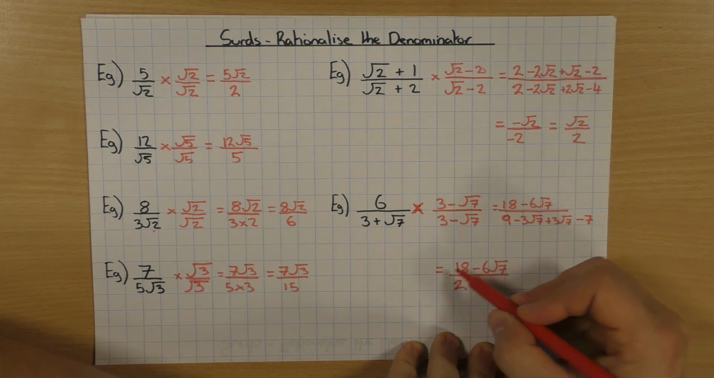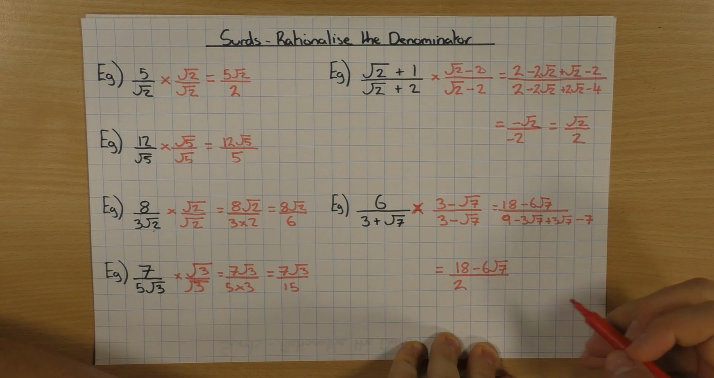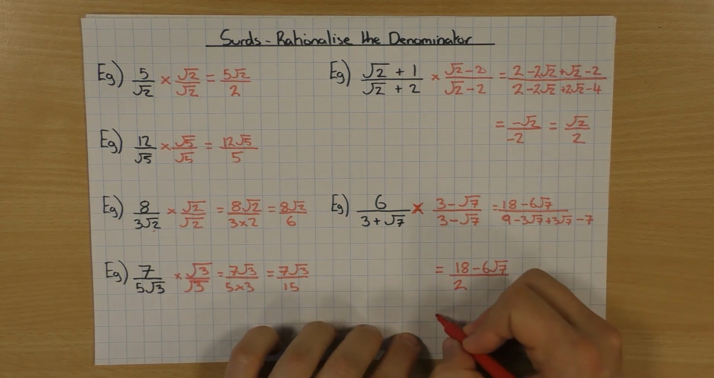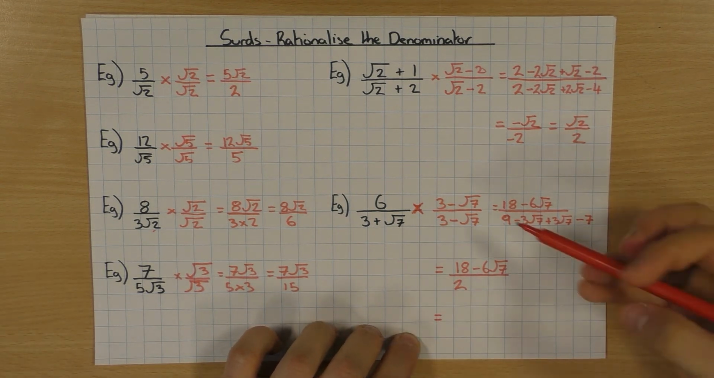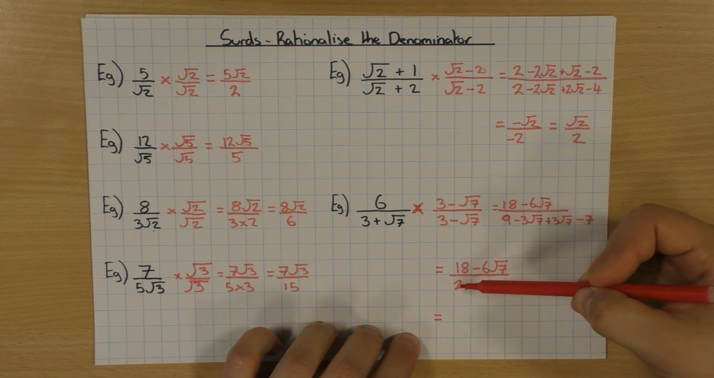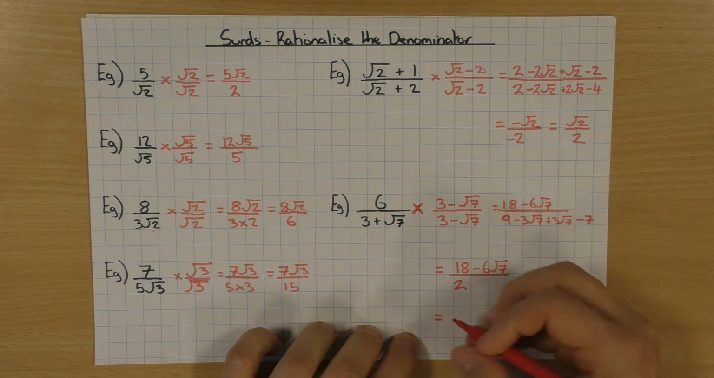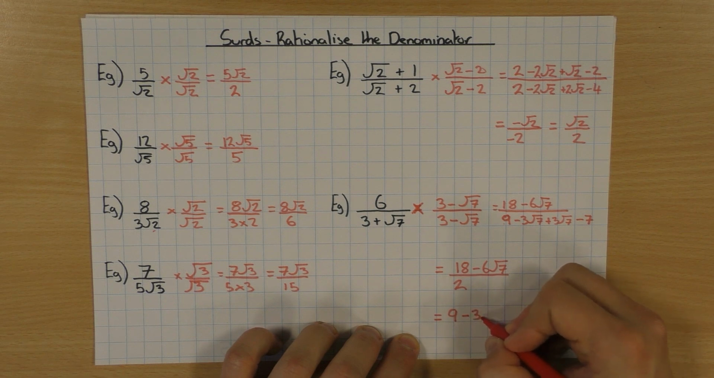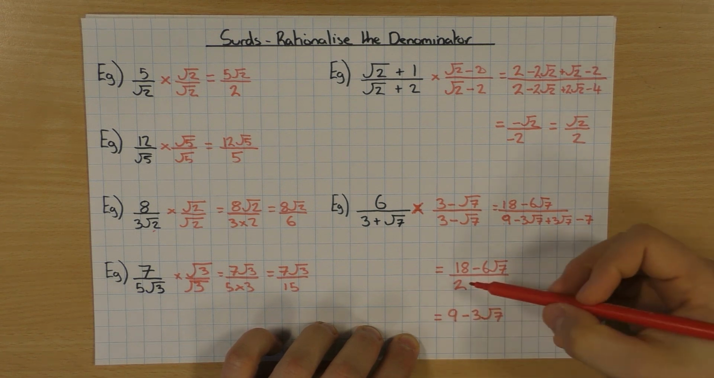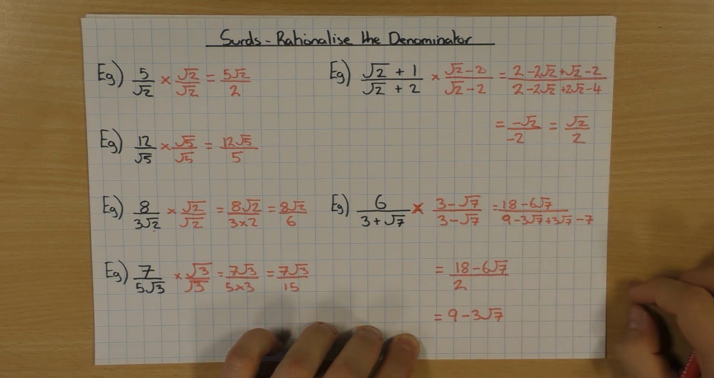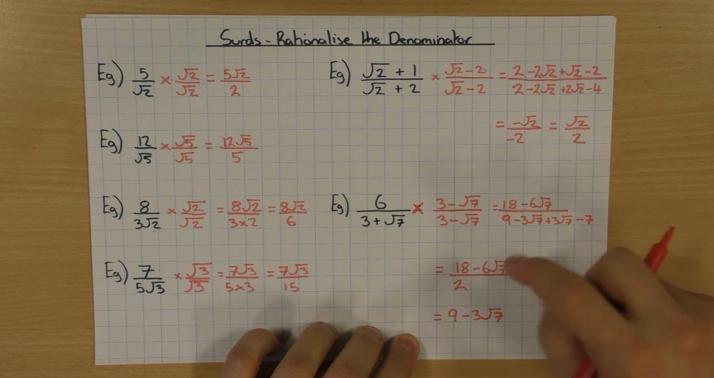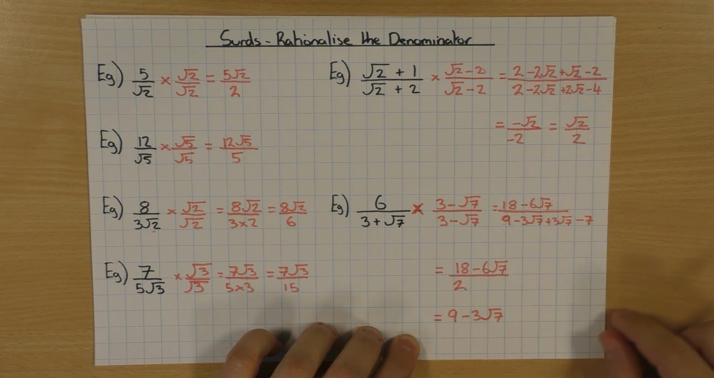But if you've got something like this, although the bottom number is now rational, it's now a whole number, we can still do one more step. Because I can do 18 divided by 2 and I can do 6 divided by 2, I can actually simplify that to be 9 minus 3 root 7. Okay, so if you can simplify it like that, by all means do so. Okay, so the answer there would be 9 minus 3 root 7.